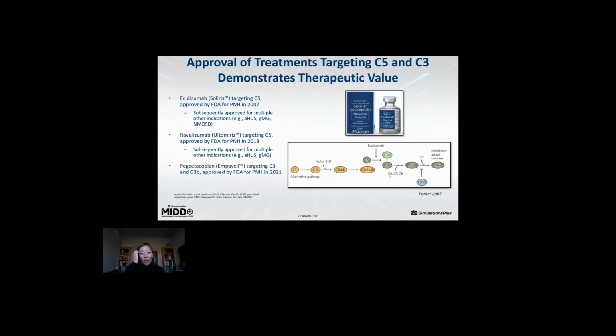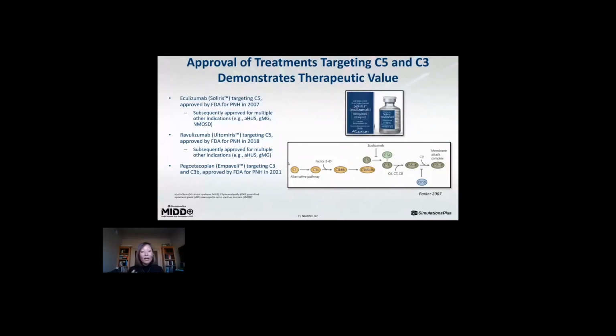And there are other drugs approved as well, ravulizumab also targeting C5, and pegcetacoplan, which is a recent approval in 2021. It actually targets C3. If we're looking at this figure on the bottom right, C5 is targeted by the C5 convertase. C3 is a little bit upstream and targeted by the C3 convertases, but these all have the potential to, and clearly have been shown to have benefit for patients.